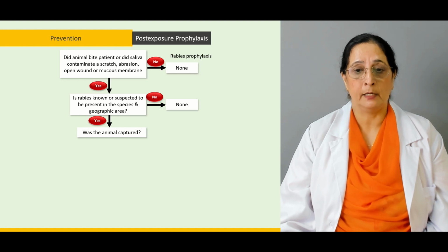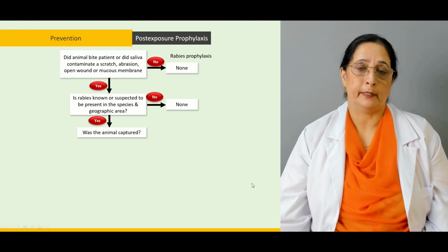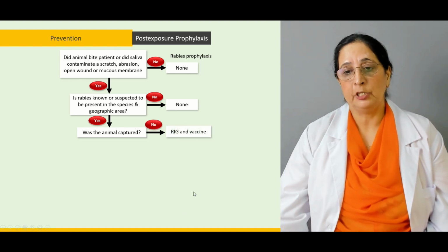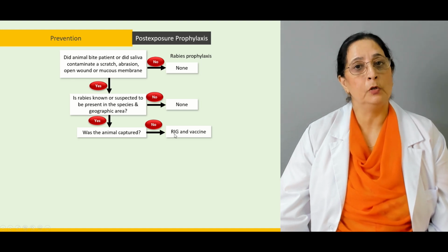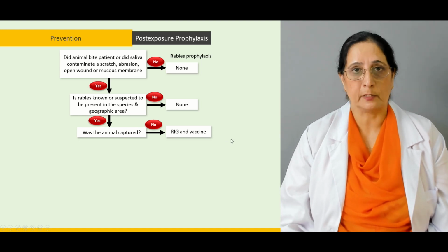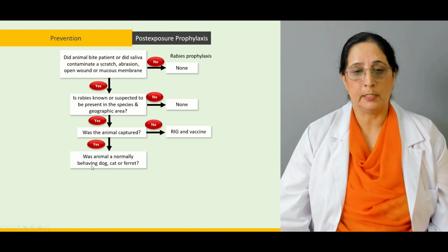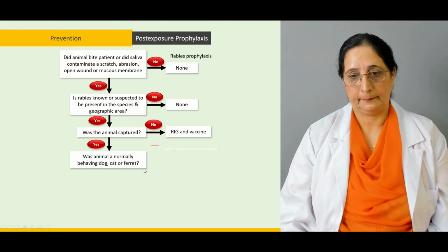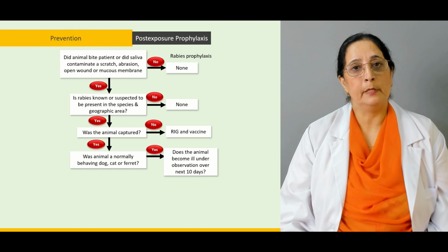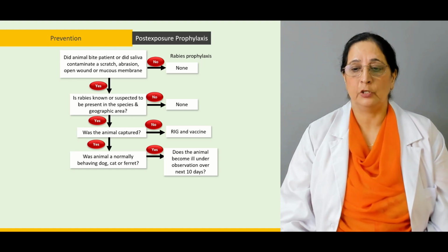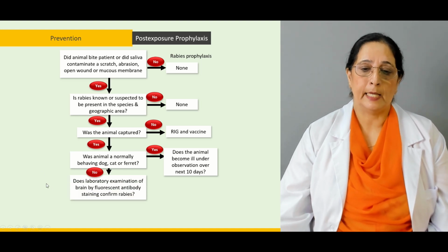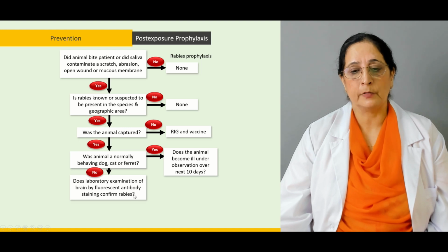But if yes, then was the animal captured? It's important to capture the animal. If no, then we should give rabies immune globulin and vaccine in suspected cases. If yes, was the animal a normally behaving dog, cat or ferret? Yes, does the animal become ill under observation over the next 10 days? No, does lab examination of the brain by fluorescent antibody staining confirm rabies?